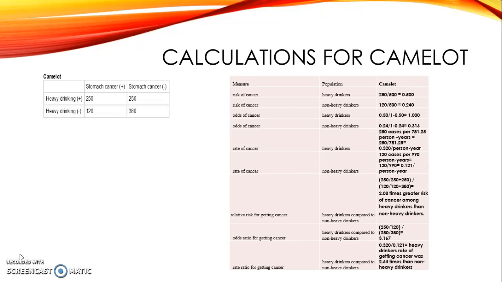And so the odds ratio, using the same formula of A divided by C divided by B divided by D, will give you 250 divided by 120, divided by 250 divided by 380, which gives you 3.167. And for the rate ratio, you're dividing those numbers from the person-years, 0.320 divided by 0.121.